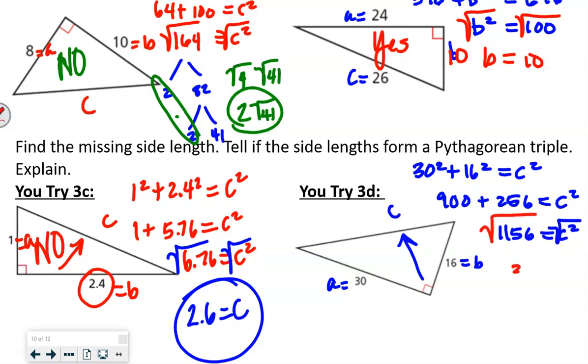Right? So that's going to be 34 is equal to C. So if 34 is C, notice they're all whole numbers, right? So this is again a yes.